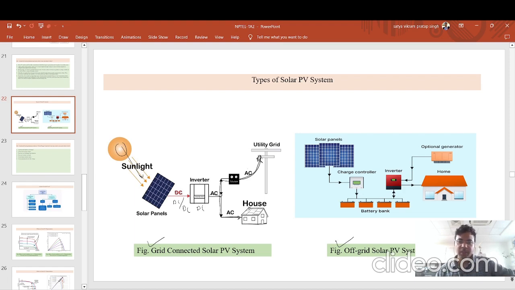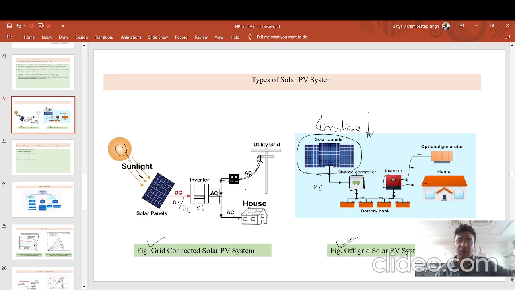In the second, this is the off-grid solar PV system. If you see, there is no grid in between, so the solar PV generates DC power, and it is connected through a charge controller to a battery, and this battery is connected to an inverter, and then it is fed to the home. The inverter can also have an operational generator for when the irradiance is very low and the solar PV cannot generate the required energy.